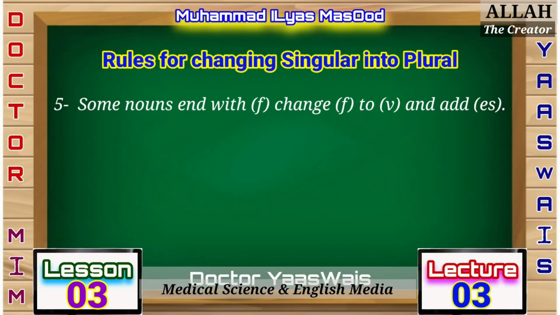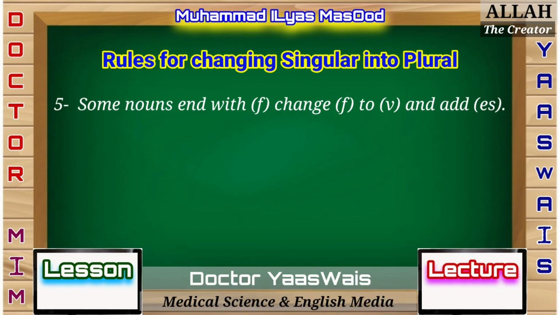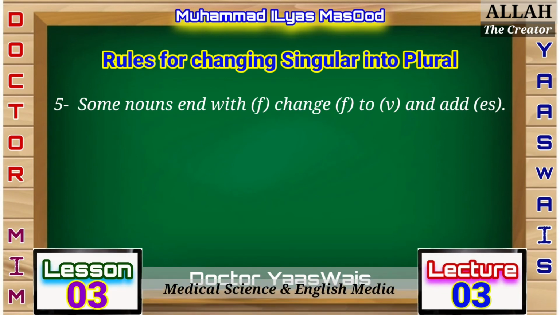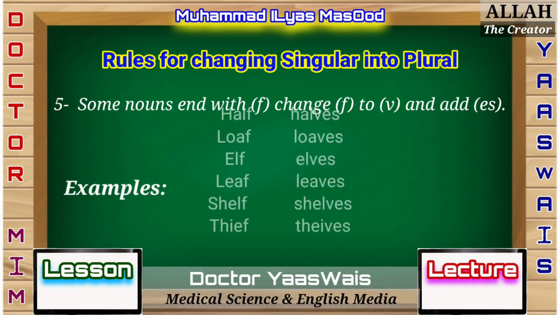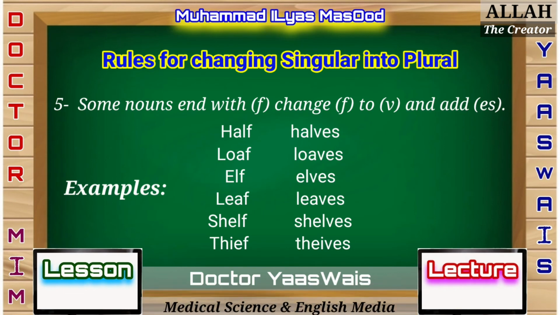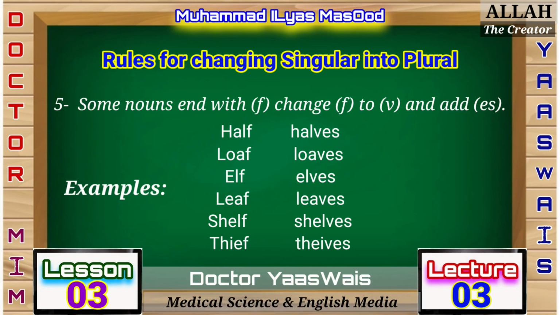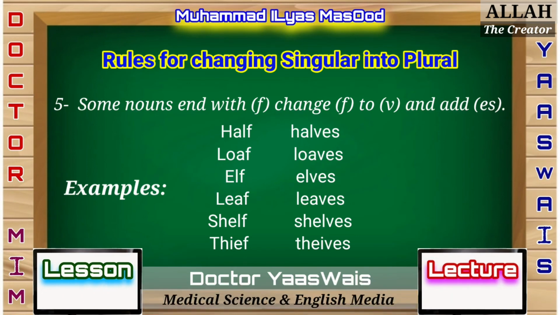Rule 5 is somewhat complex. Nouns ending with f, you have to change f to v and add es. For example, half, halves, loaf, loaves, elf, elves, leaf, leaves, shelf, shelves, and for thief is thieves.